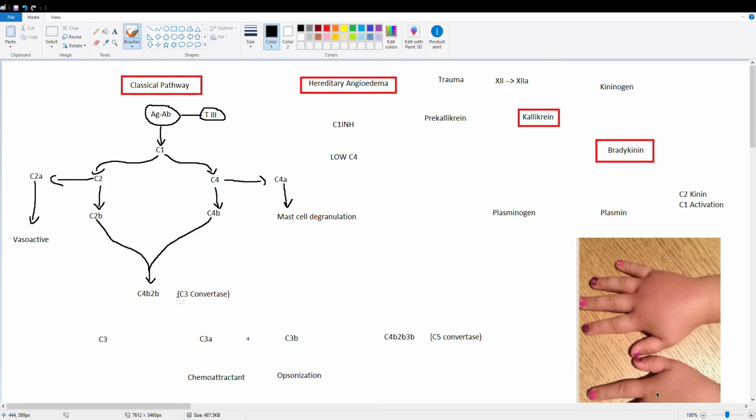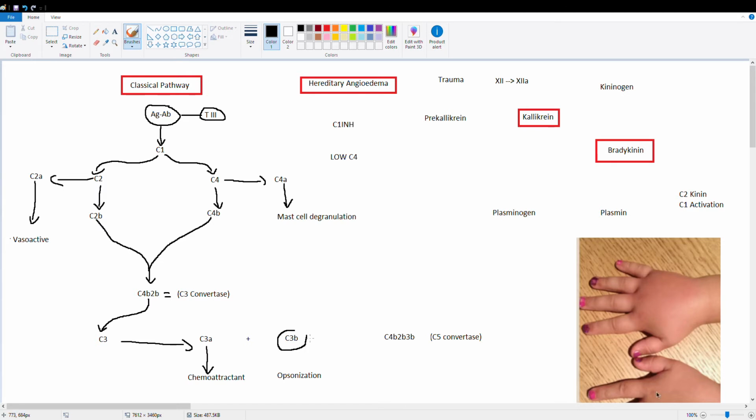And this is also called C3 convertase. So obviously this complex is now going to act on C3 and cleave it to form C3a and C3b. Now again, this is the classical pathway, so we care about the C3b component, but that's not to say C3a is useless. So C3a is going to be a chemoattractant for those mast cells, neutrophils, and everything else.